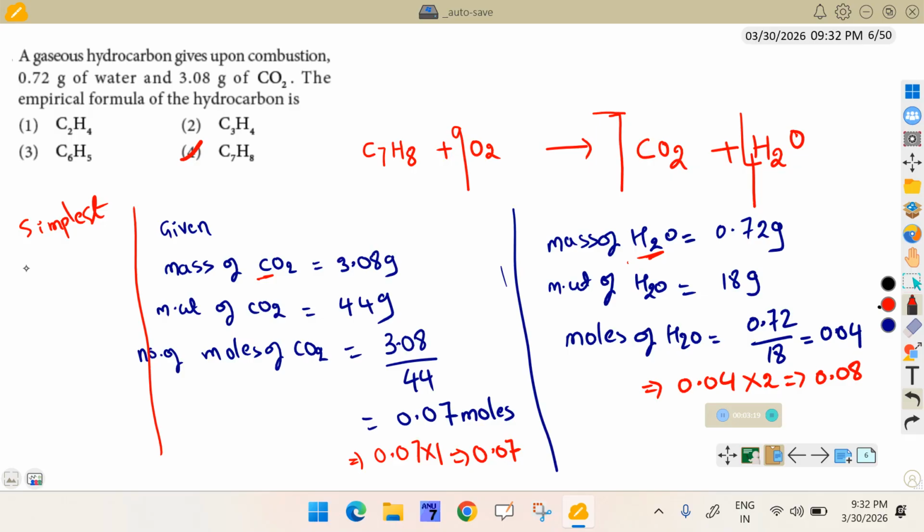Now find out the simplest ratio between carbon and hydrogen. 0.07 is to 0.08, nothing but 7:8. So the formula is C7H8. Fourth option is correct.